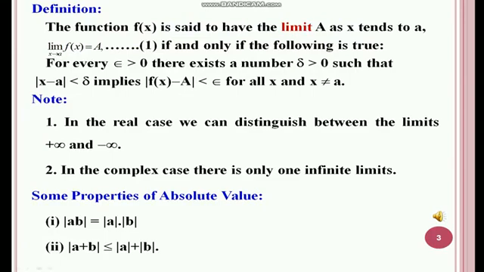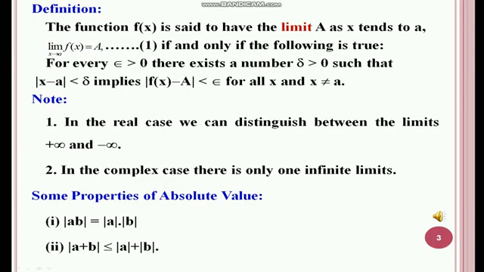We see the definition of limit. The function f(x) is said to have the limit A as x tends to a, that is, limit x tends to a of f(x) = A, consider this as equation 1, if and only if the following is true: for every epsilon greater than 0, there exists a number delta greater than 0 such that |x - a| < delta implies |f(x) - A| < epsilon, for all x and x not equal to a.